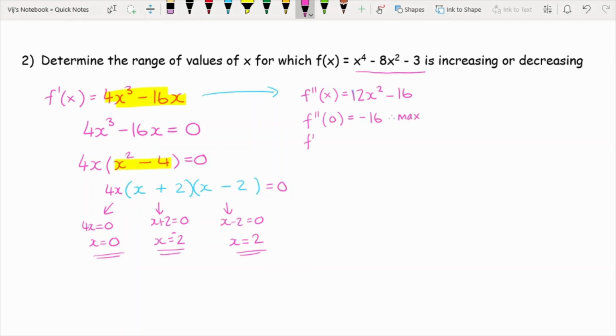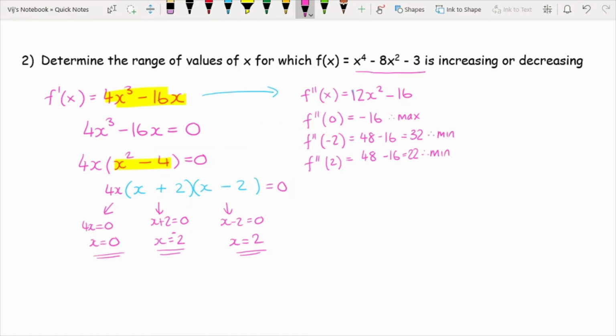When I substitute minus 2, now probably what would be better is if you do this in numerical order. I'm doing it in the order which I've calculated it, but in hindsight it might be easier, particularly for me to sketch, if I substitute these numbers in numerical order. So minus 2 is going to be 48 minus 16, which is 32, which is therefore going to be a minimum, and f dash dash of 2 is also going to be 48 minus 16, which equals 32, which is also going to be a minimum.